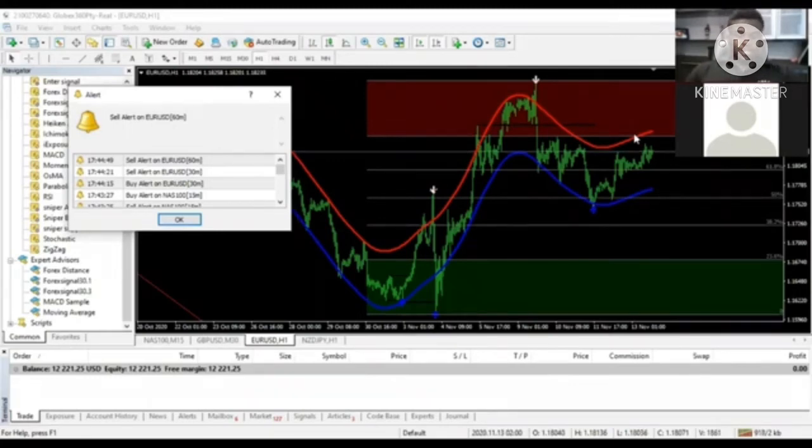You do not sell if you're not in the red zone, and you do not buy if you're not in the green zone.